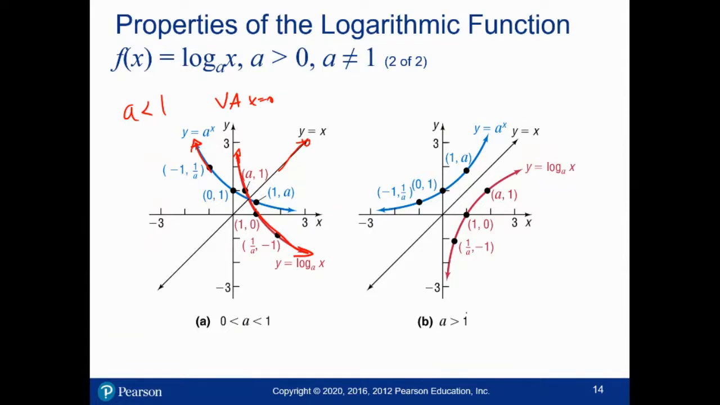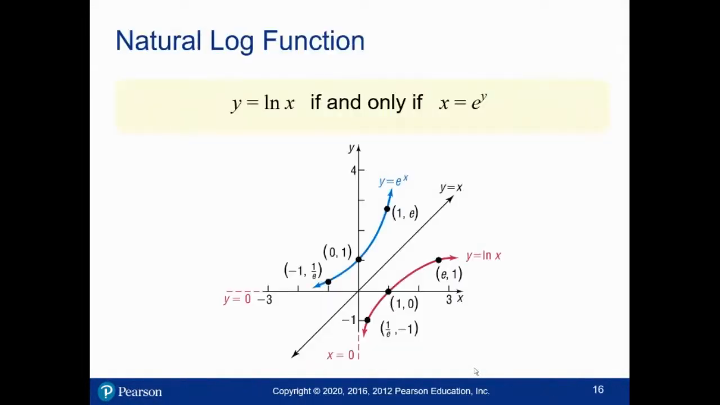Much more common is the one on the right where the base is bigger than 1. We'll see why that's true. Then you would generally have, here's your exponential, increasing to the right. It actually stays completely away from this line, in which case when you reflect it, you stay away from the line as well. So here's your generic log curve. It still has a vertical asymptote of x equals 0. Okay, so come on back for the next slide where we will discuss the natural log function, which is a very special and most common type of logarithm.